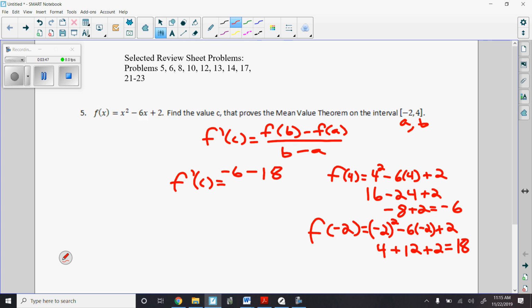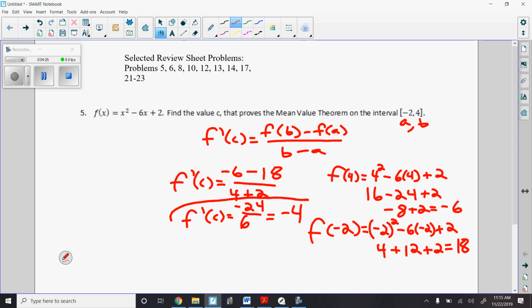Notice it's -6 minus 18, even though the 18 was positive, because this is a subtraction sign, it stays there. Over b minus a, which is 4 minus -2. I'm going to change that 4 minus -2 to 4 plus 2. Now I'm going to simplify this down. -6 minus 18 is -24. -24 divided by 6 is equal to -4.